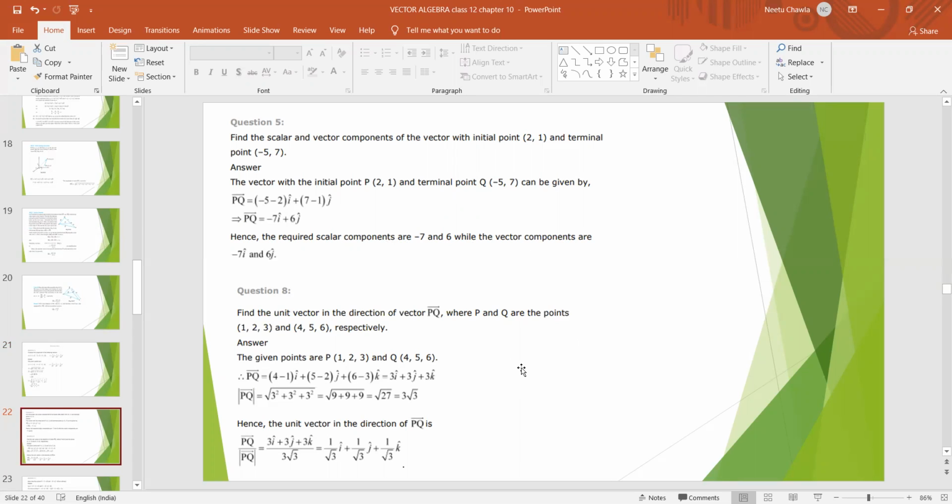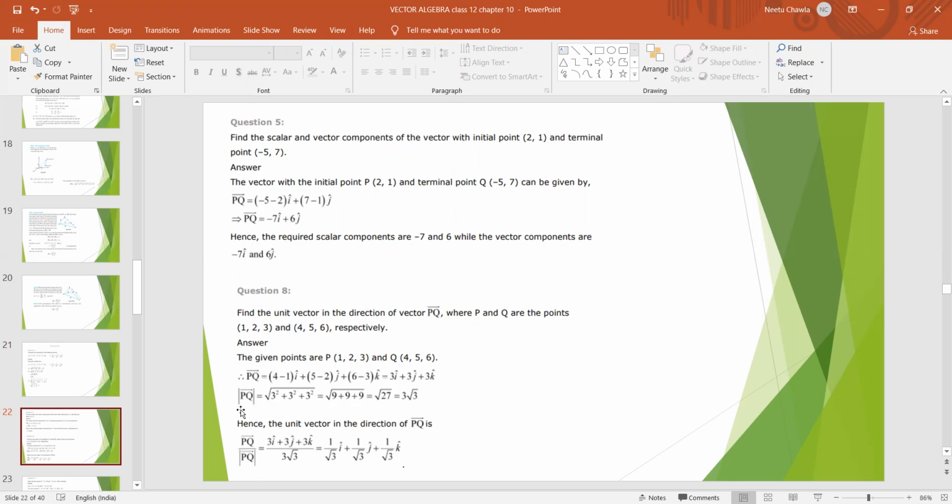Find the unit vector in the direction of vector PQ, where P and Q are the points 1, 2, 3 and 4, 5, 6. So the first thing we have to find is the vector PQ. So this is becoming 4 minus 1 i plus 5 minus 2 j plus 6 minus 3 k, which is giving me 3i plus 3j plus 3k. So this is the vector PQ, and we have to find the unit vector. We know the formula for the unit vector is PQ vector upon modulus of PQ vector.